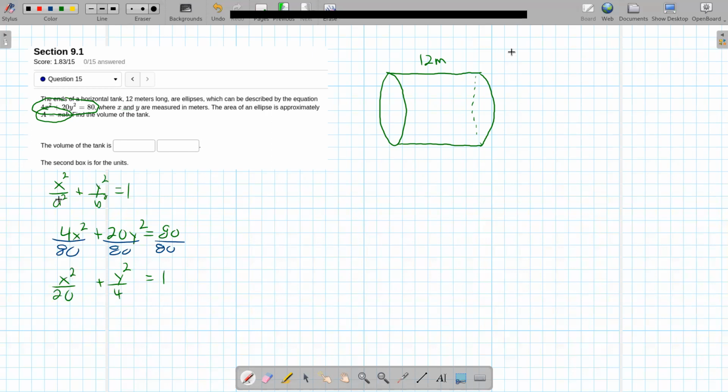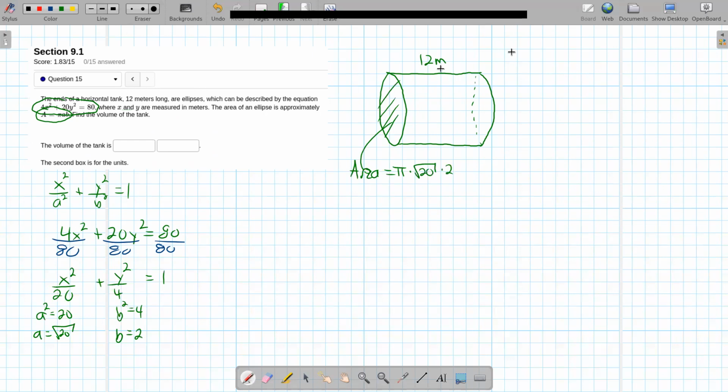So then the a squared must be 20. So a has to be the square root of 20. And then the b squared has to be the 4. And the square root of 4 is 2, so b would have to be 2. So then the area of this ellipse right here would be pi times a, square root of 20, times b, which is 2.